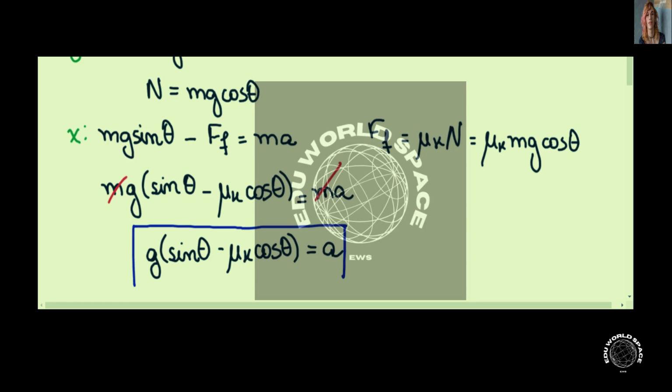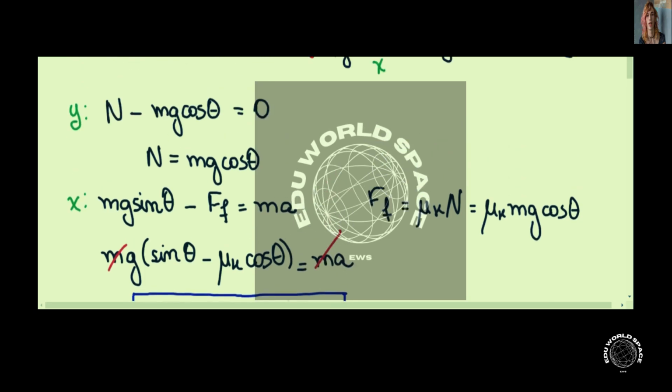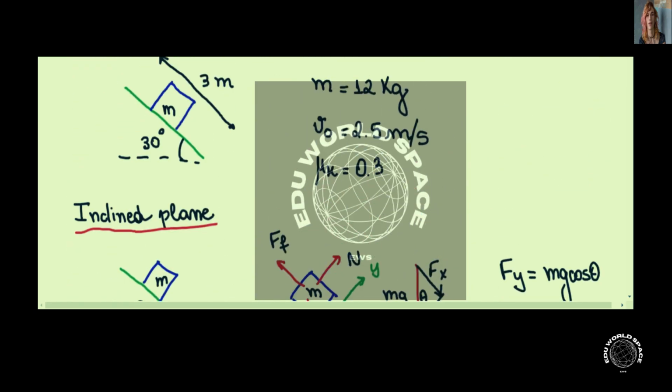Okay, and this ends our review of the inclined plane, and we have all the information we need in order to solve our problem. In our problem, we have a block that has a mass of 12 kilograms sliding down the plane with an initial speed of 2.5 meters per second. The coefficient of kinetic friction between the surface and the block is 0.3. The incline has a length of 3 meters.